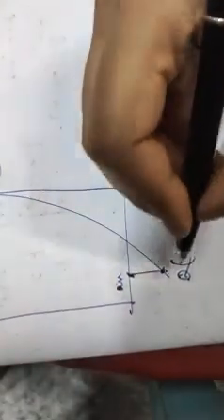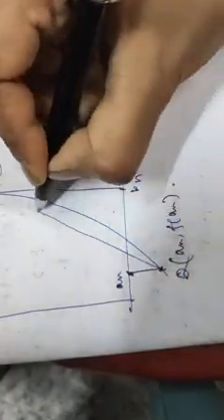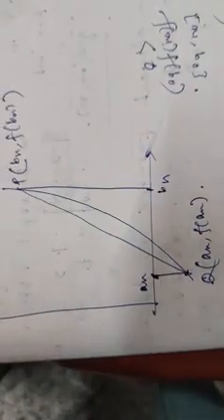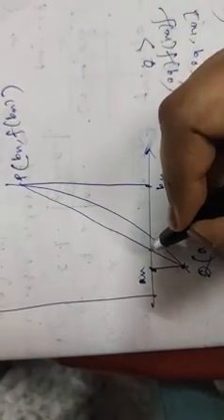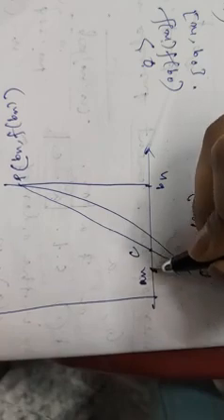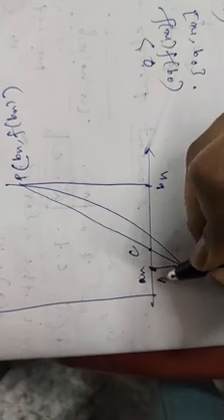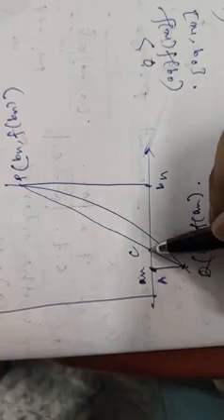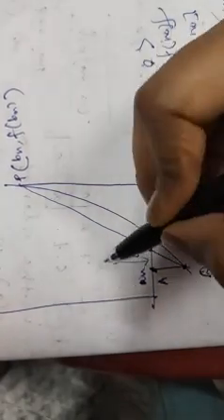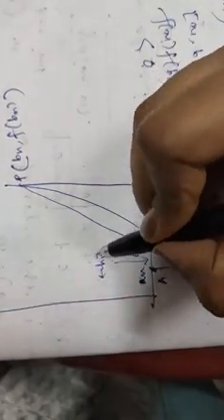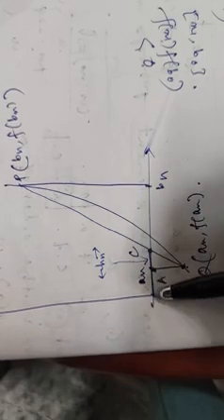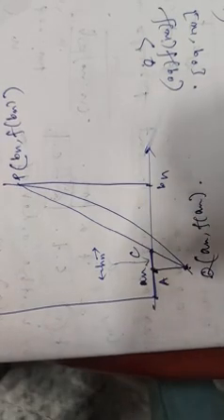Now joining the chord, it will look like this. The chord cuts the x-axis at the point C. Naming the An point as A, the distance from the point A to C we take as Hn. So our first approximation of the root will be An plus Hn, this length from the origin.